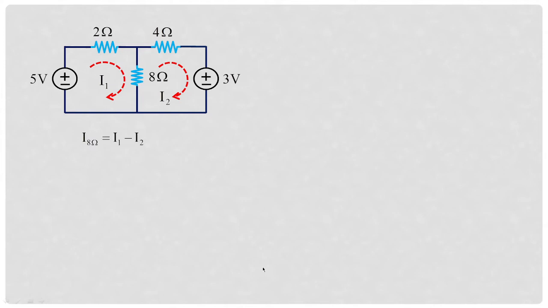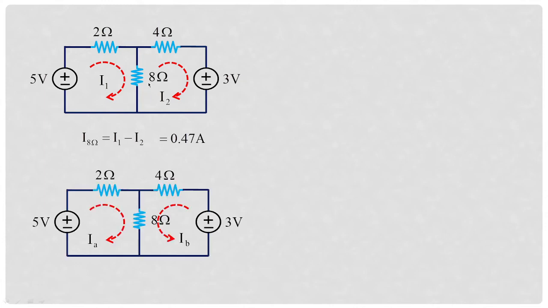Whether we have done right or wrong, this also can be examined with the help of node analysis. So what answer did we get using mesh analysis with these two conditions? With these two conditions, we got the current to be 0.47 amperes. So whether we have done right or wrong, let us examine with node analysis.